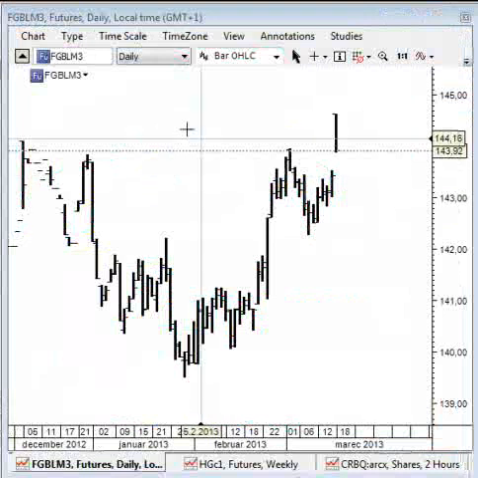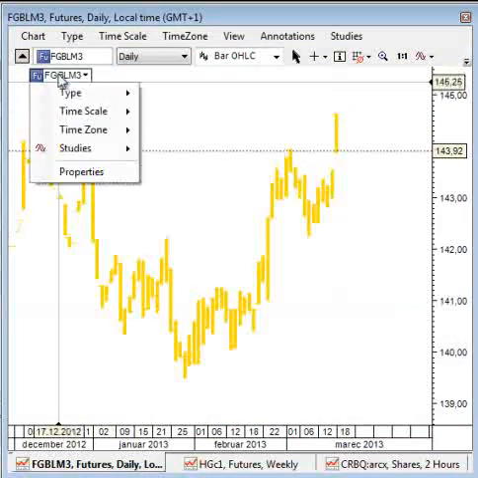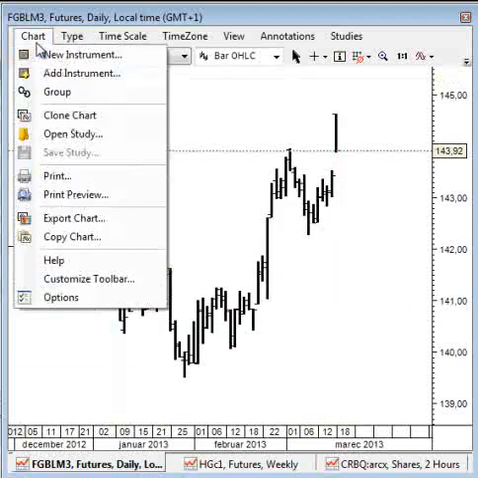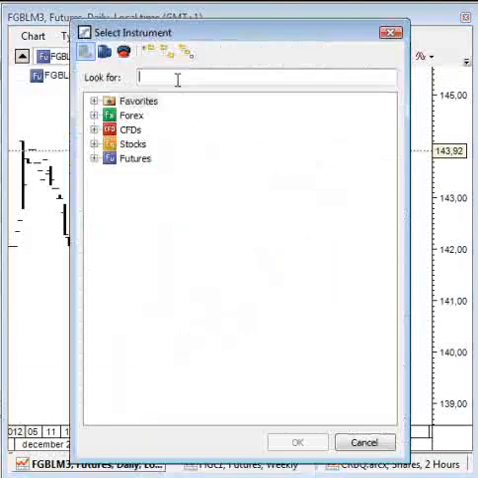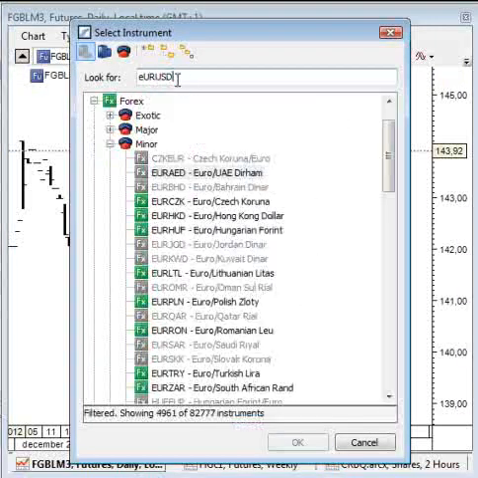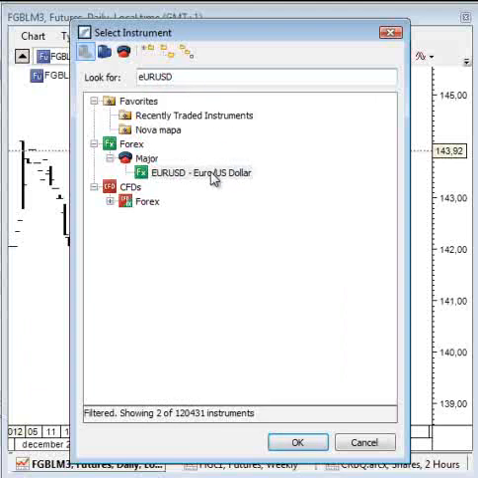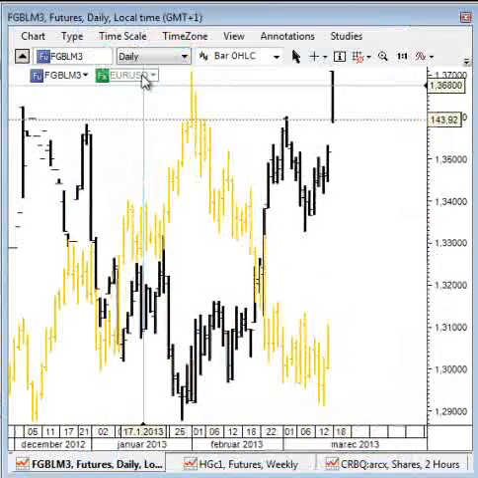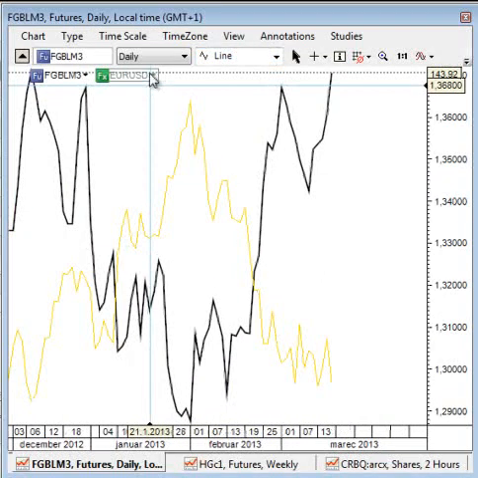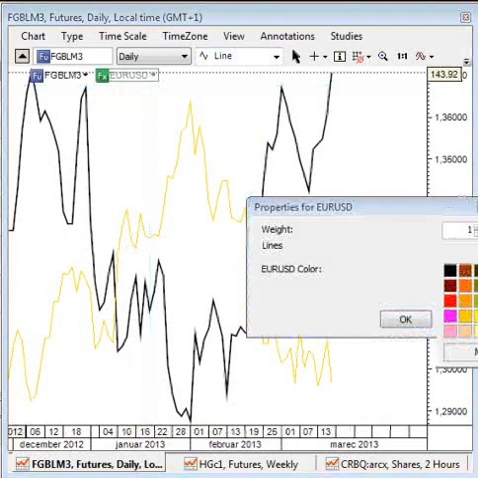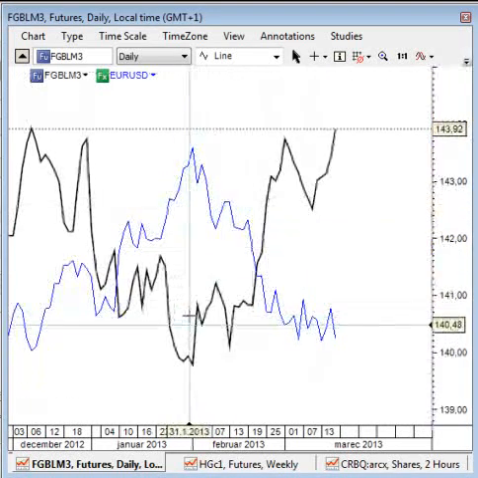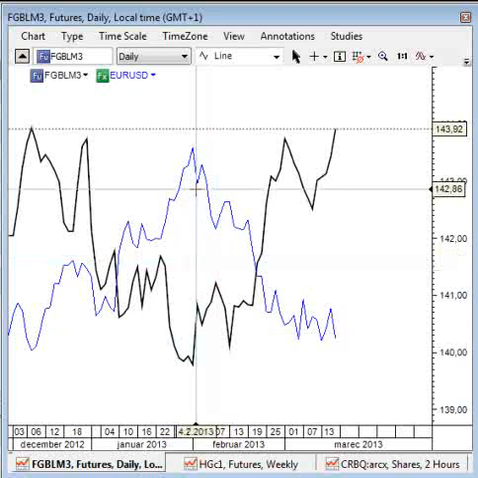In fact, let me check this correlation here. This is the euro bond, and I will now put also the overlay chart for the euro dollar here. Okay, just let me change this to line chart. We will make euro blue. Okay, and you can see here now a very tight negative correlation.